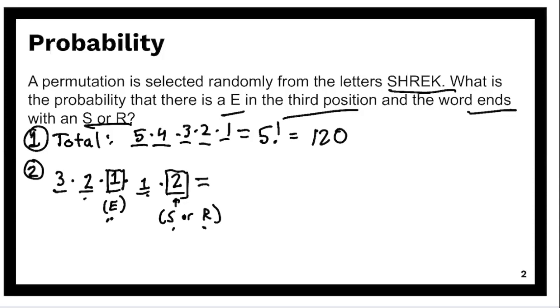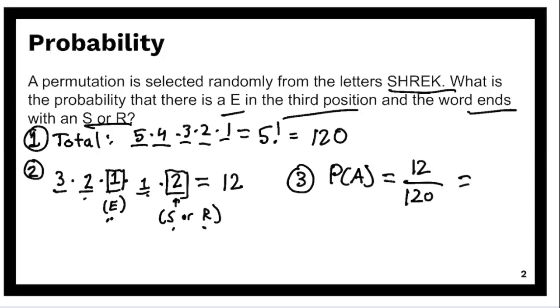Finally, to find the number of different ways we could arrange the word like this, we just multiply these numbers together. So 3 times 2 is 6, times 2 is 12. So we have 12 different arrangements of these letters so that there's an E in the 3rd position and an S or an R in the last position. Finally, for probability, let's call this event A. We're looking at the number of outcomes or arrangements in our event divided by the total number of outcomes or arrangements, which we can see is 10%.